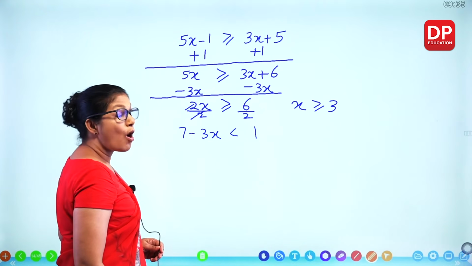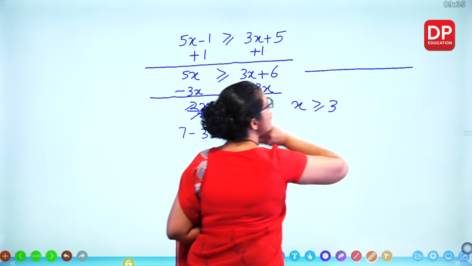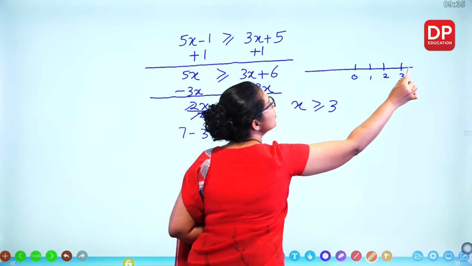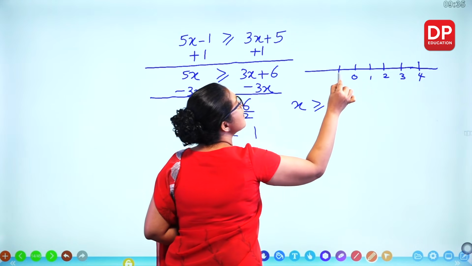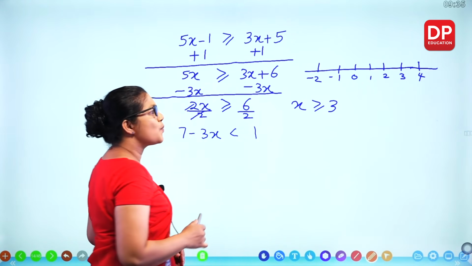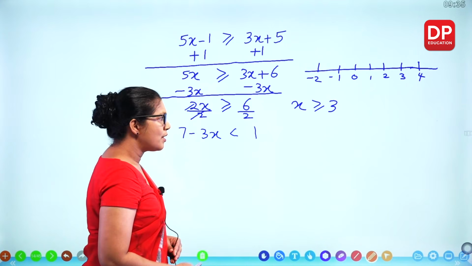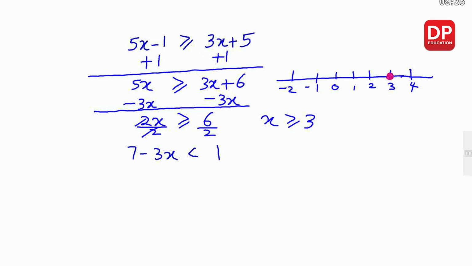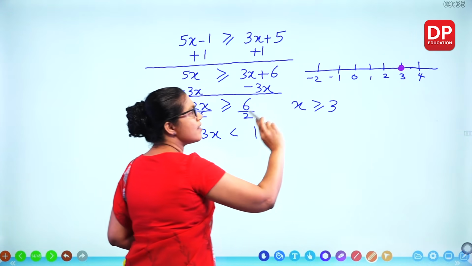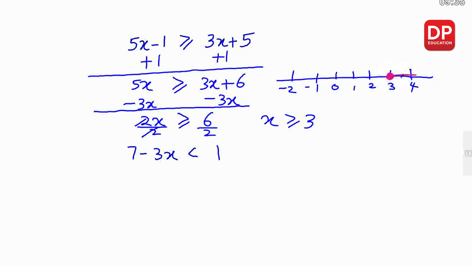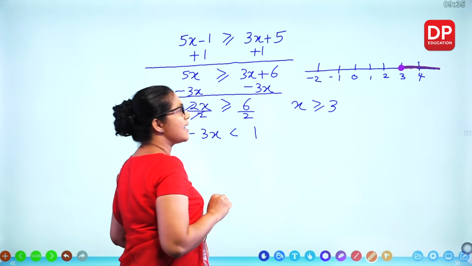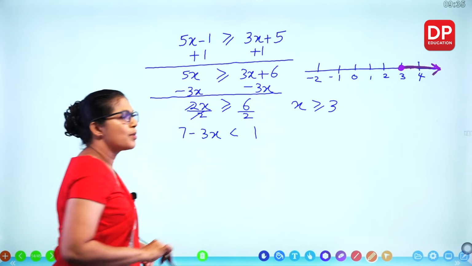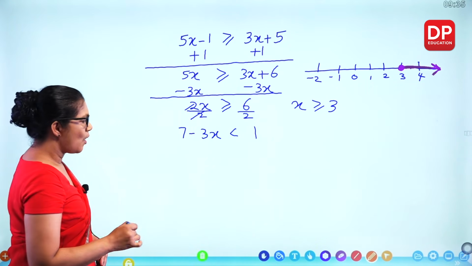If you want to show this on a number line, what do you do? Draw the line, mark several numbers close to this one, 3. I can draw minus numbers as well. Here 3 is included, so I can draw a solid circle and x greater than. Which side is greater? Greater means towards the right hand side. So I can use an arrow to represent it goes towards the right hand side. Now we'll take another one.